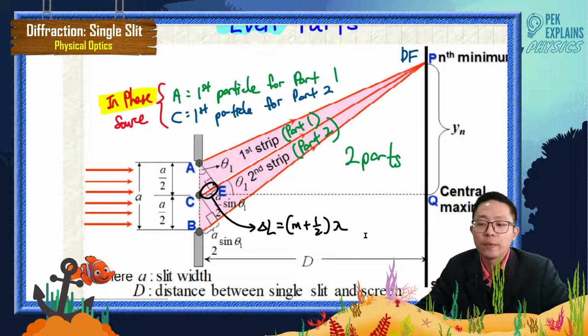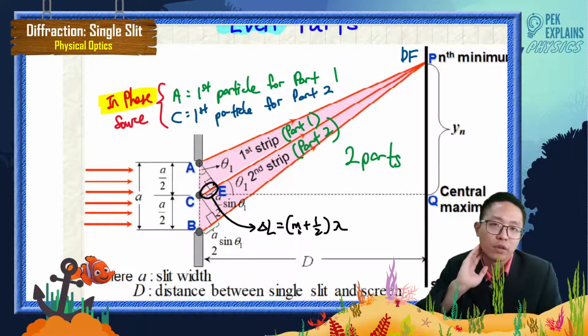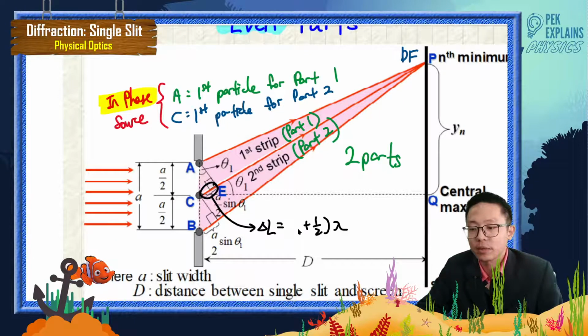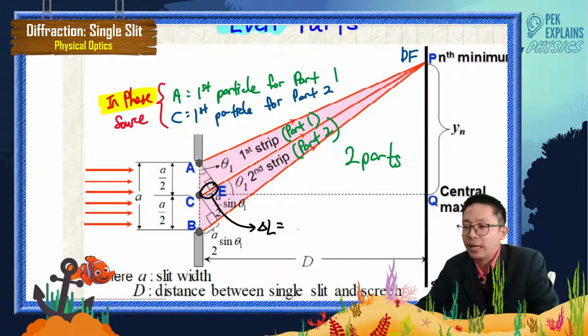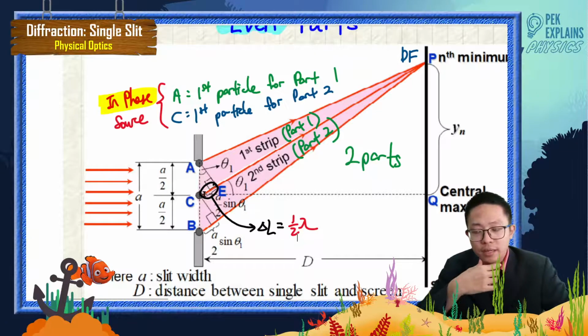Okay, now I just put m equal to 0. That means I start with half lambda. So if this delta L is half lambda, will wave A and wave C produce the dark fringe there? Of course, they will produce a dark fringe because the path difference is half lambda.